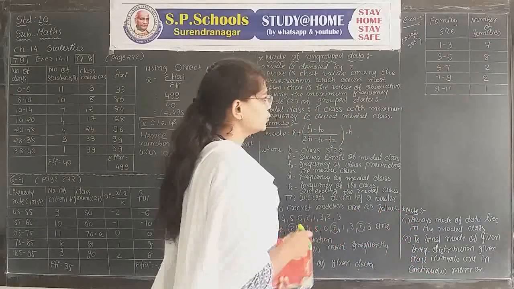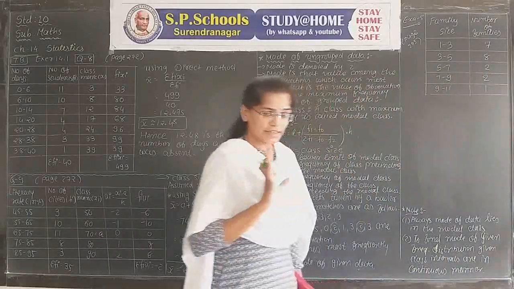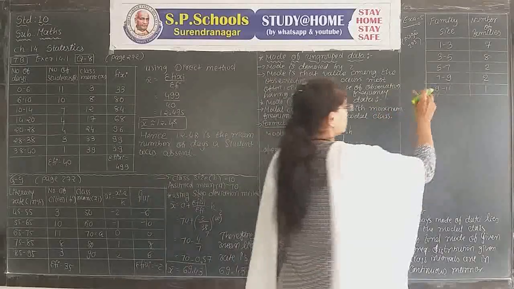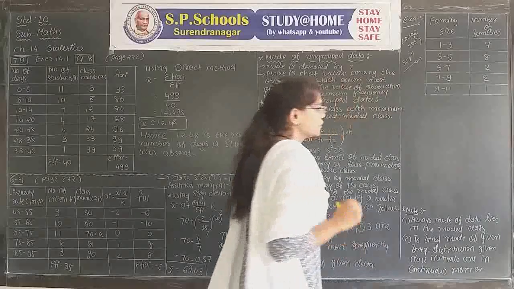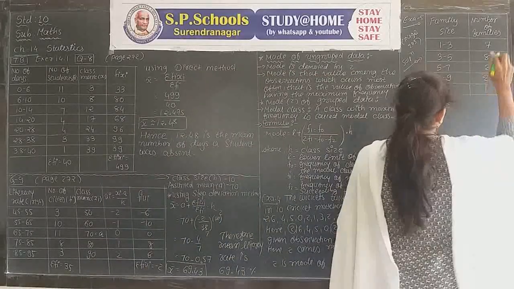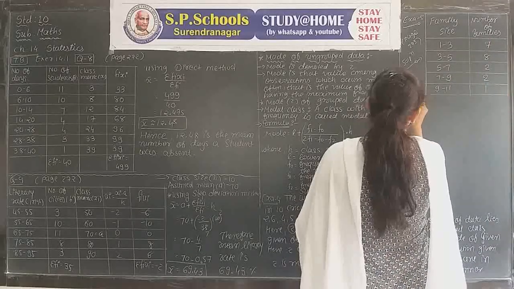To find the mode of this data, first of all we have to draw one table. It is a table given in the question as well as repeated in the solution. This table is the part of our solution, not of our question. First of all, decide the modal class. The highest frequency is 8, which lies in class interval 3 to 5.